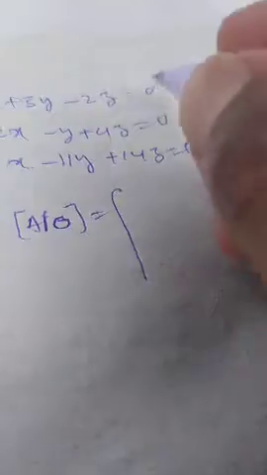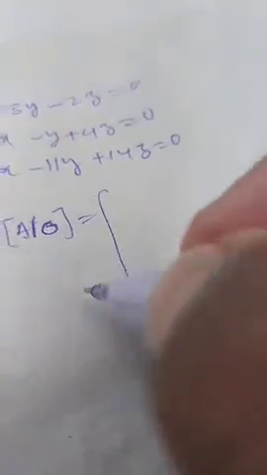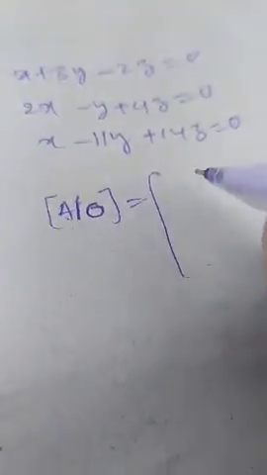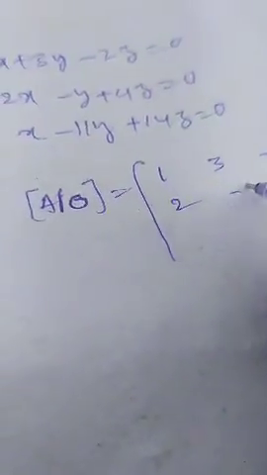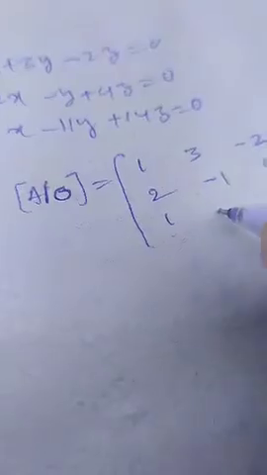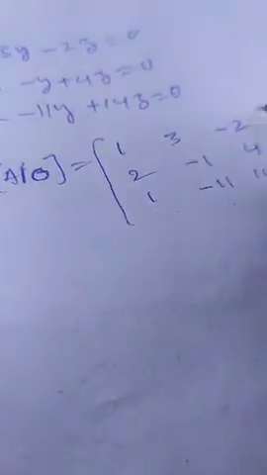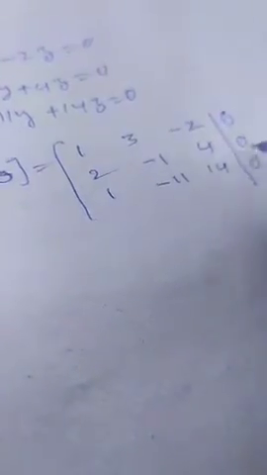Now let me solve this. Write the augmented matrix. I am denoting the null matrix as O instead of B. Okay, this is the augmented matrix. You can denote it by B also, no problem. This is the null matrix, no? Zero matrix. That's why I am denoting it by O. So 1, 3, minus 2, 2, minus 1, 4, 1, minus 11, 14, 0, 0, 0. Now make these two elements zeros.